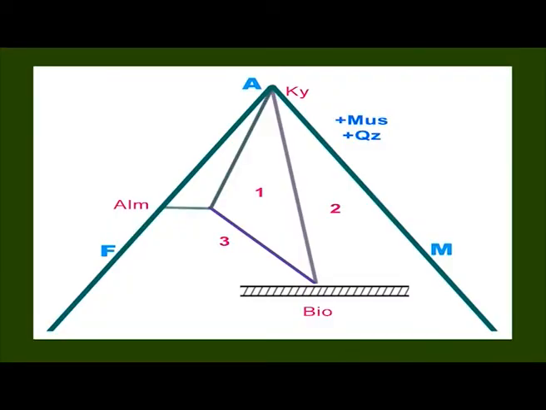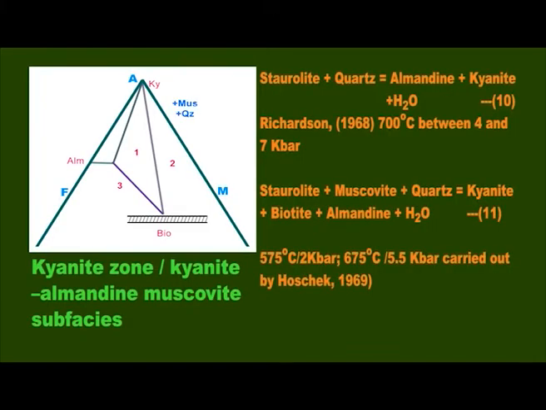Rocks of this subphase resemble those of the staurolite almandine muscovite subphase, except that staurolite in the kyanite almandine muscovite subphase becomes unstable and the pair kyanite, almandine coexist together. This corresponds to the kyanite isograd of Barrow. Staurolite is now no more stable. It reacts with quartz in the presence of muscovite to form almandine plus kyanite plus biotite. The reaction is staurolite plus quartz gives rise to almandine plus kyanite plus water, reaction number 10.